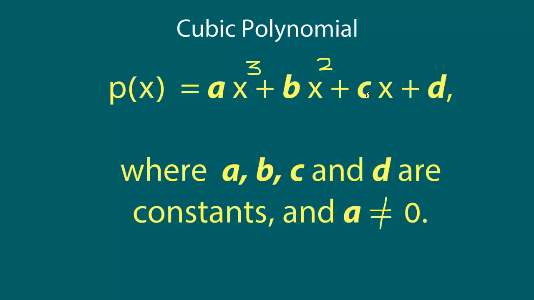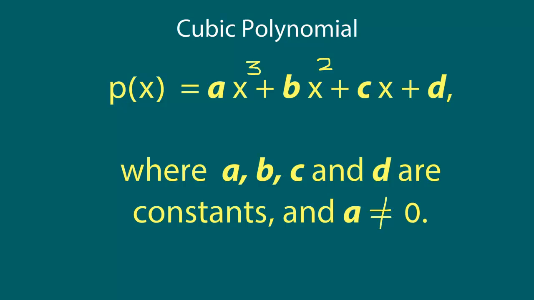Now what about b, c, and d? Can they be 0? Can any one of them be 0? Can all of them be 0? And the answer is yes and yes. If b is 0, the x squared term goes away, we still have a cubic polynomial. If c is 0, then the x term goes away, we still have a cubic polynomial. And if d is 0, we have the first 3 terms, we still have a cubic polynomial. If all of them are 0, all these terms go away, and we still have a cubic polynomial.